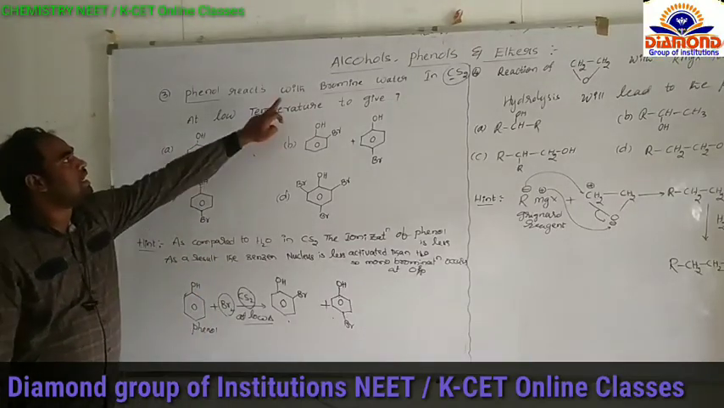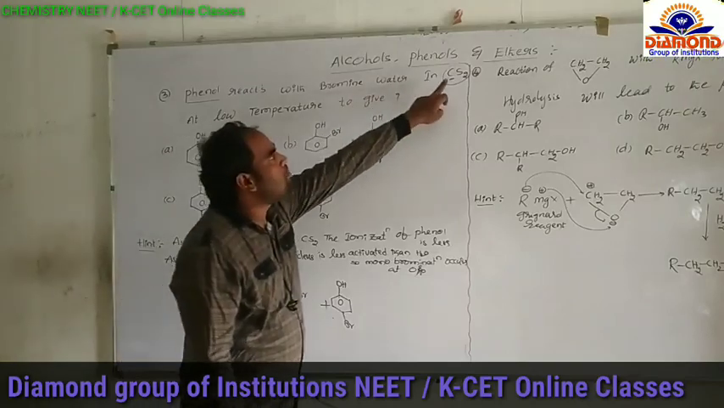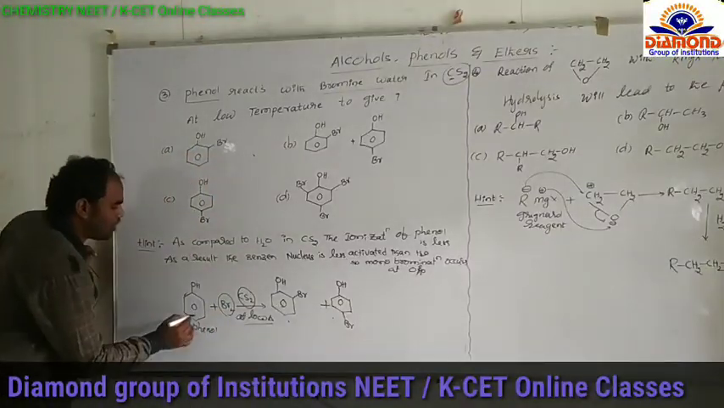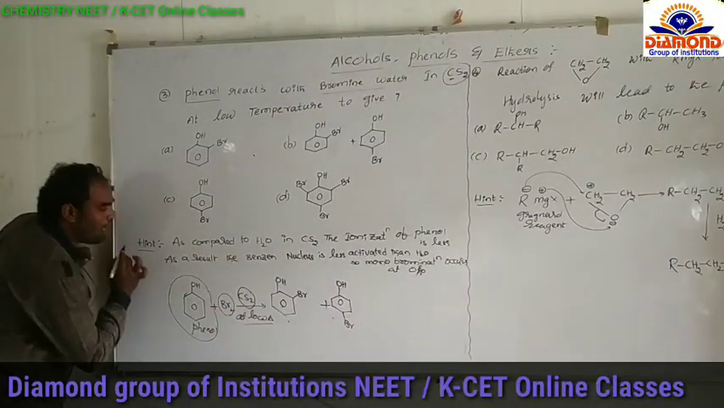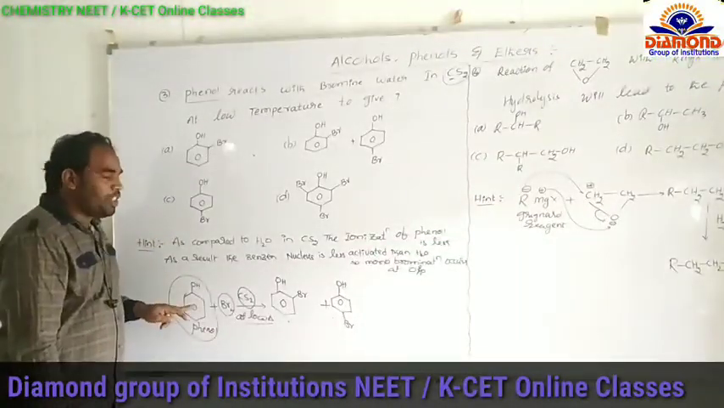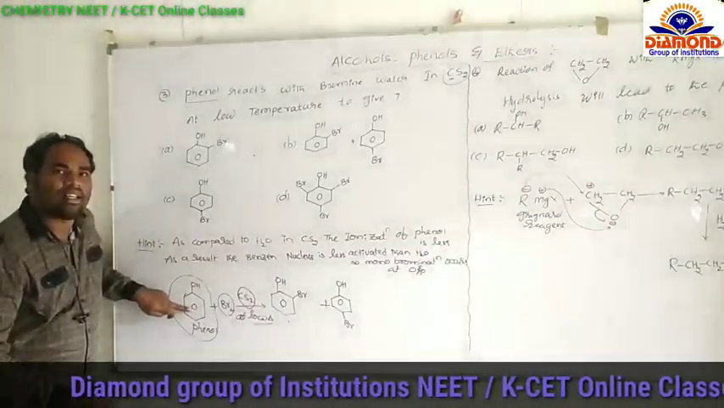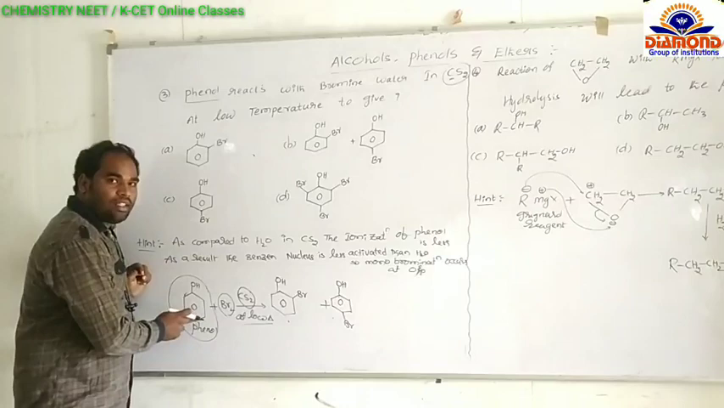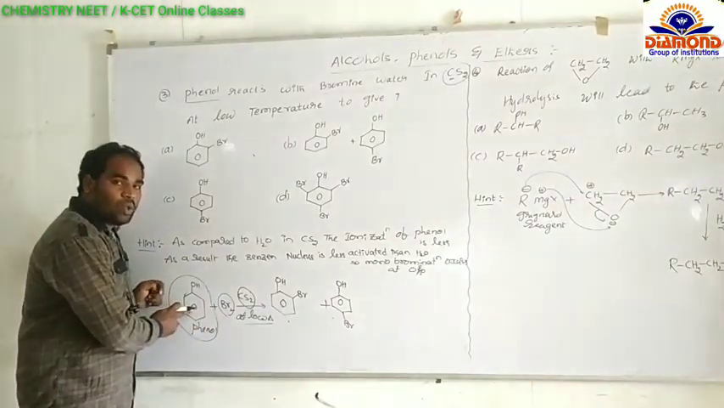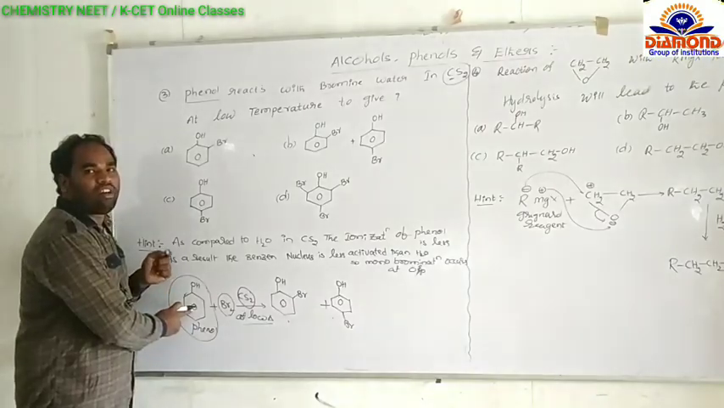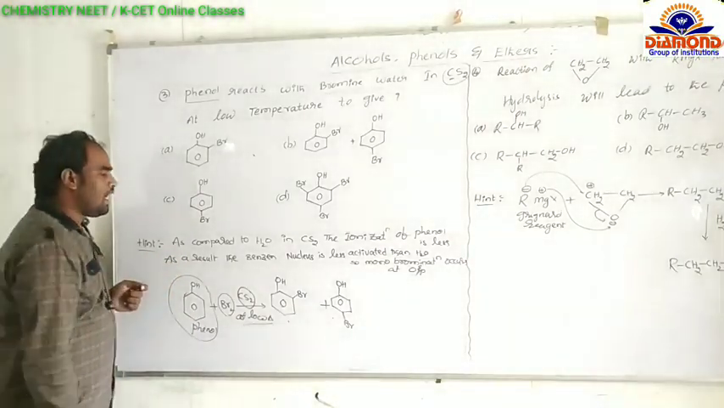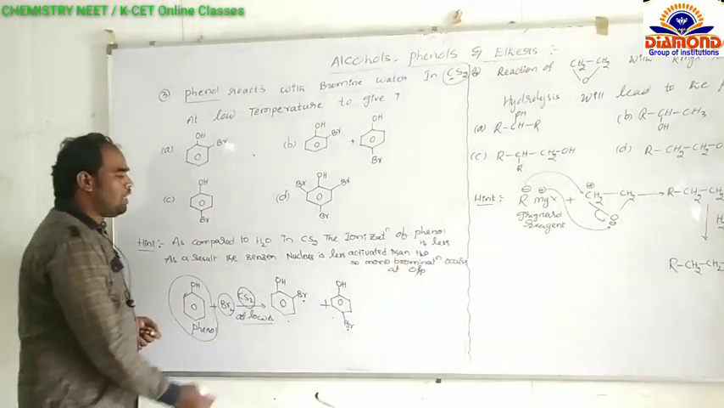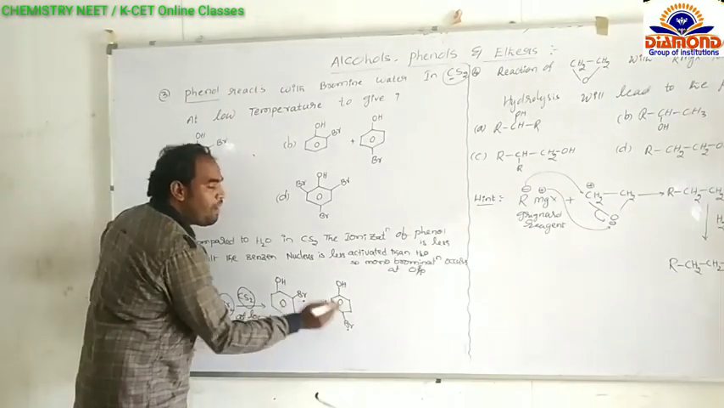As compared to water, in carbon disulfide, in the presence of carbon disulfide, phenol ionization is less. This phenol molecule ionization is less. Therefore the benzene nucleus is less activated, because in presence of carbon disulfide the phenol ionization is less. So the benzene nucleus is less activated, therefore it favors monobromination at ortho and para positions only.